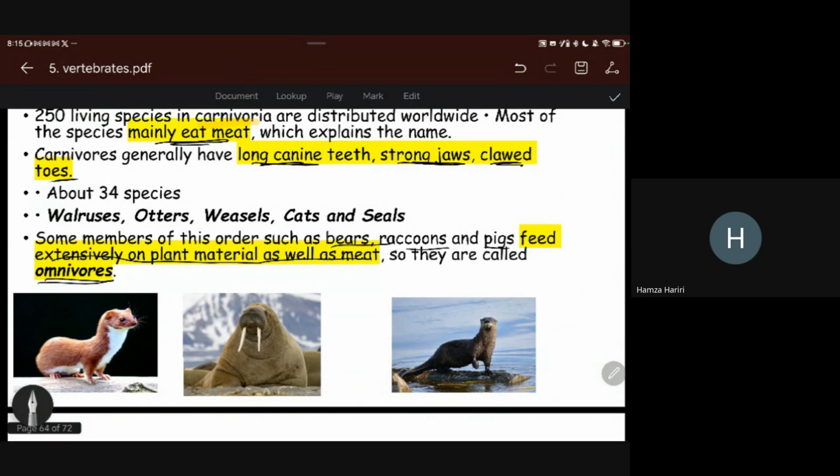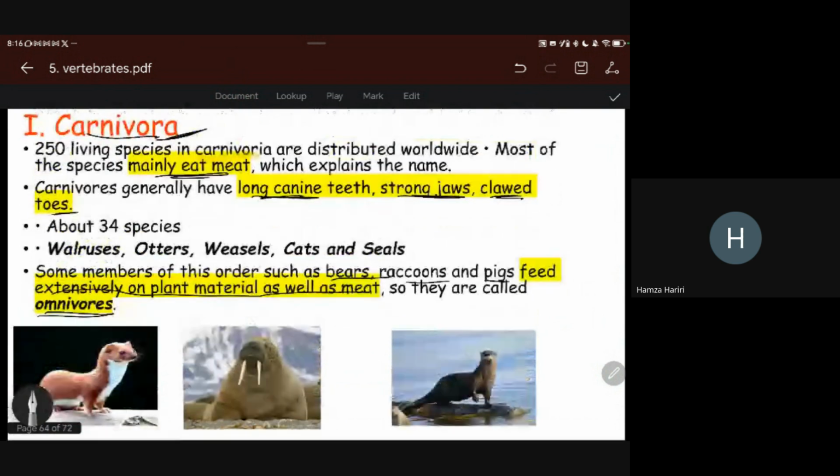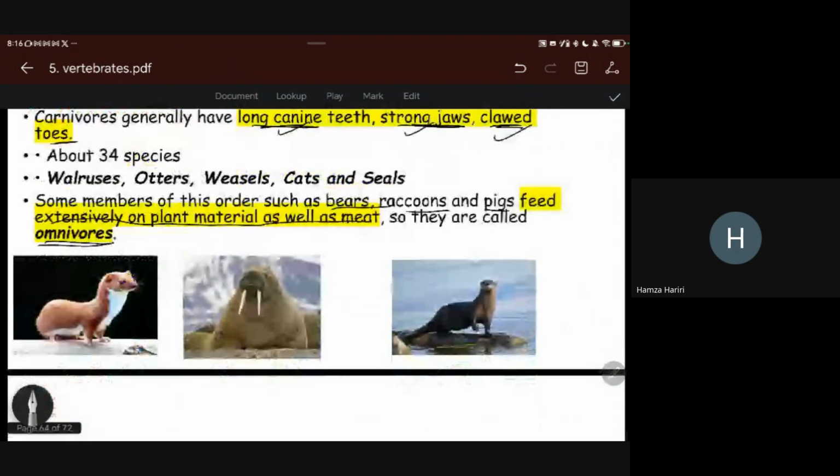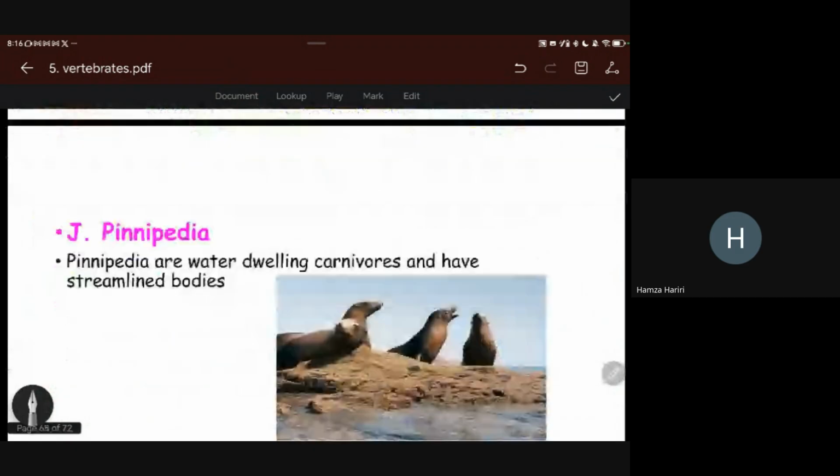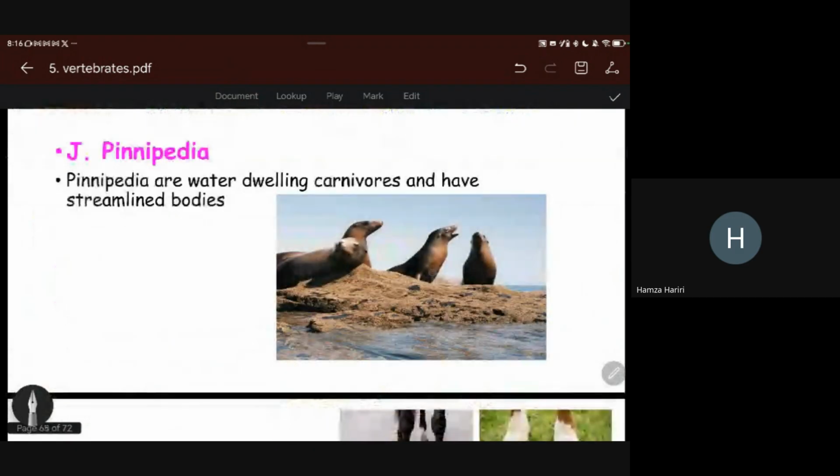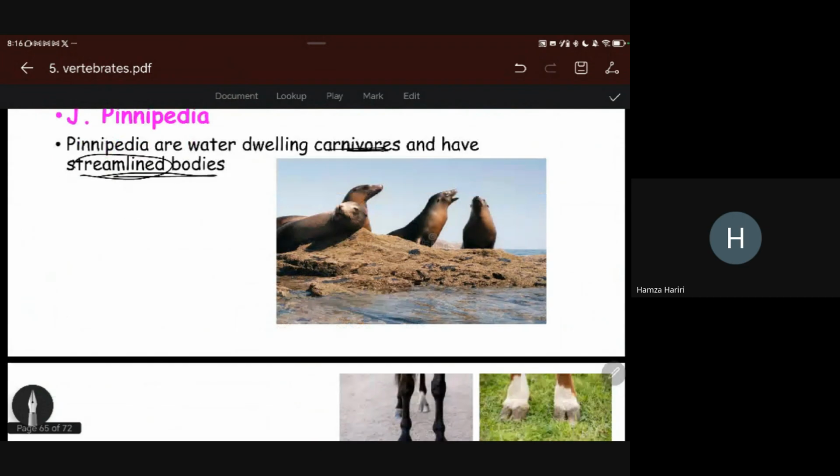We already said that any animal that eats both plants and meat is called an omnivore, okay? So within the Carnivora, they mainly eat meat, and they're characterized by long canine teeth, strong jaws, and clawed toes. And some of them are omnivores. Next, we have the Pinnipedia, water-dwelling carnivores that have a streamlined body. We already described what streamlined body means, okay? And it obviously helps them in their movement.